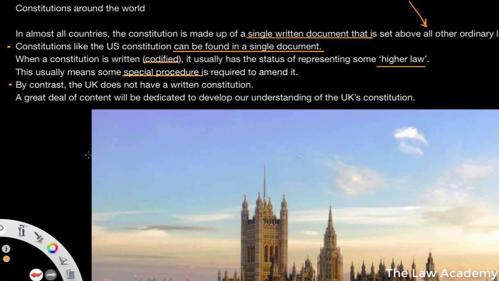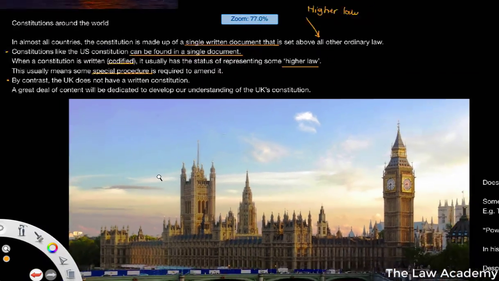And a great deal of content will be dedicated to develop our understanding of the UK Constitution and comparing it with other forms of constitutions around the world.